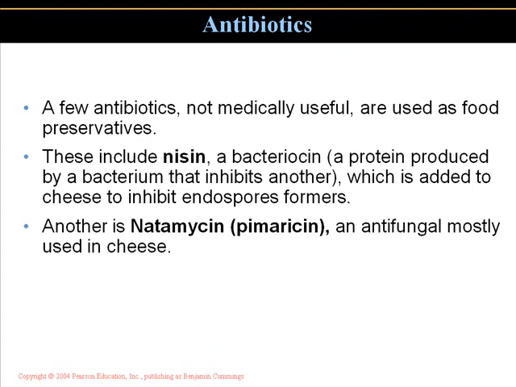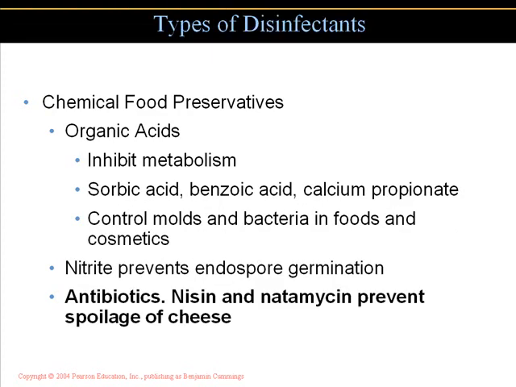Antibiotics. This is the meat of today. Is just the antibiotics. Knowing that few antibiotics not medically useful are used as food preservatives. They include nisin, which is a bacteriocin, a protein produced in bacterium that inhibits another, which added to cheese inhibits endospore formers. Another one, and these were all tried to be antimicrobials in humans, but another one is natamycin. This is basically an antifungal that's used in cheeses. Once thought to be used as antibiotics, but now we know that they cannot be used.